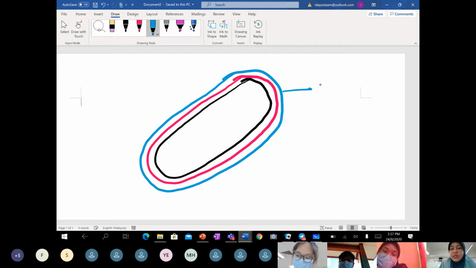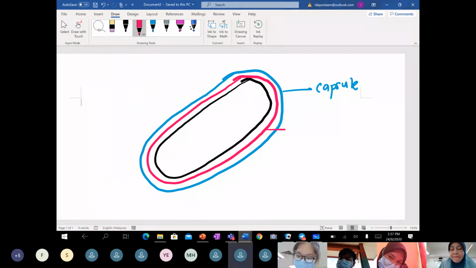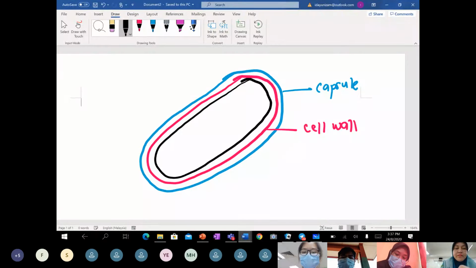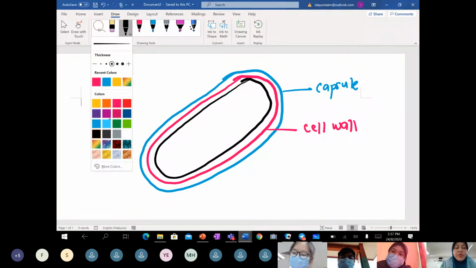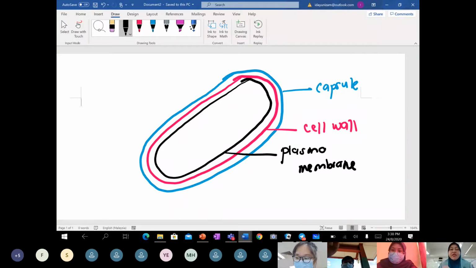So this is a capsule. Followed by the second layer, which is the same as what a plant cell has: the cell wall. Yes, good. So you can respond to me, class, just unmute. This black one is the fundamental structure, the plasma membrane. Basically, this is a structure that consists of three layers.